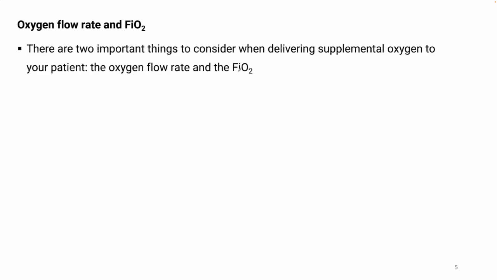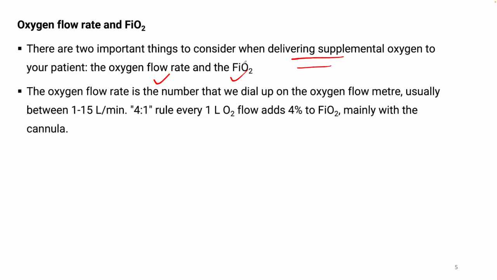Now oxygen flow rate and FiO2. What is it? Let's see. There are 2 important things to consider when delivering supplemental oxygen to the patient. One is oxygen flow rate, which you should keep in your mind, and one is FiO2. See, oxygen flow rate is a number that we dial up on the oxygen flow meter. Remember very well, usually between 1 to 15 liters per minute. This depends on the condition of the person, where there is the 4:1 rule, that every 1 liter of oxygen flow adds 4% to FiO2, mainly with the cannula.